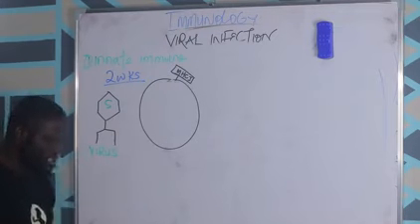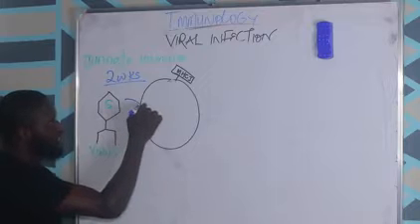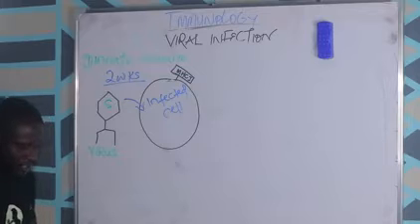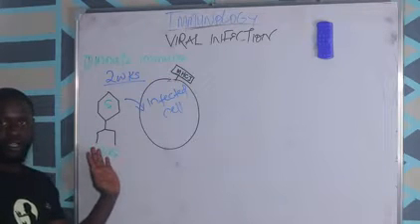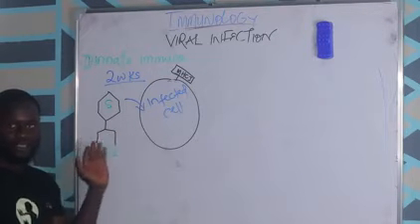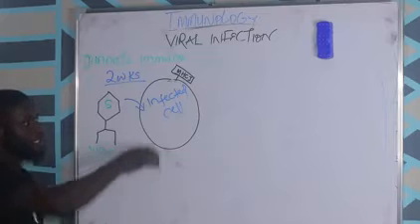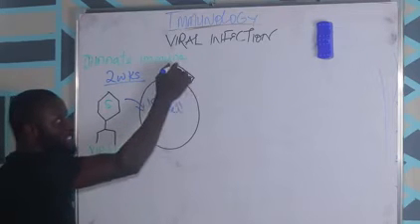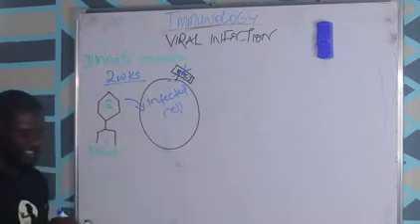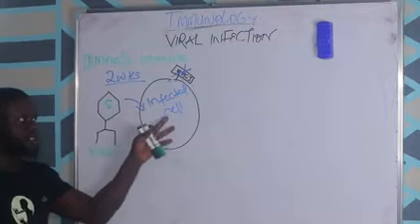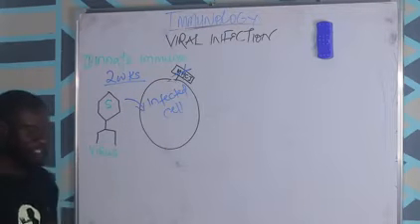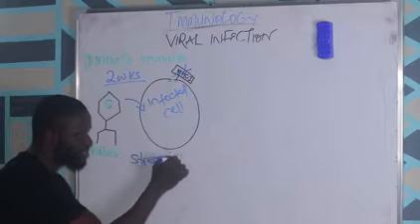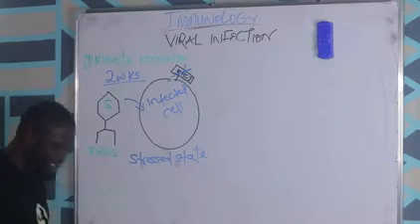So when the virus infects the cell, it becomes an infected cell. Two things happen when this pathogen infects a cell. The first one, the cell stops the expression of MHC1. Secondly, the cell becomes stressed.